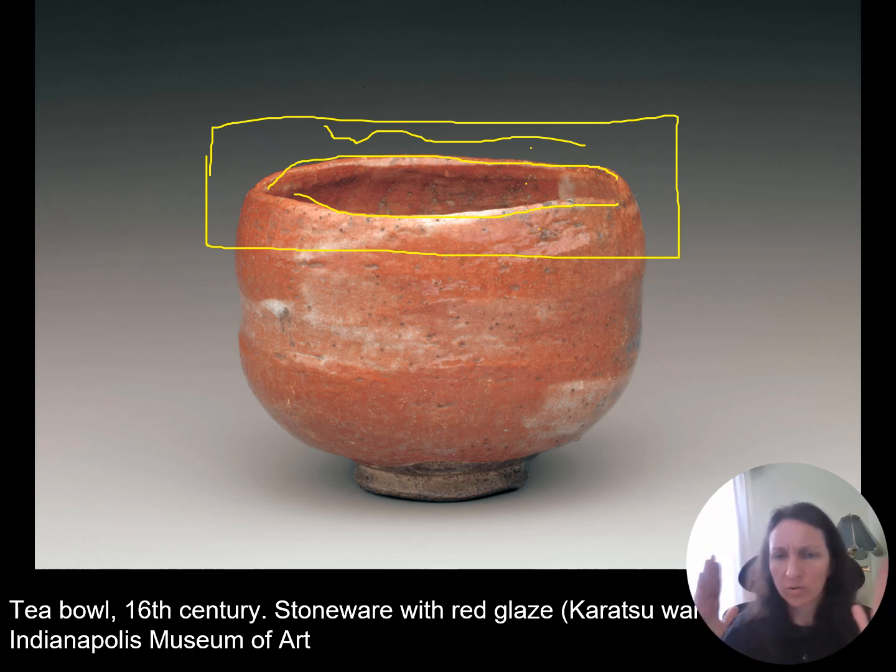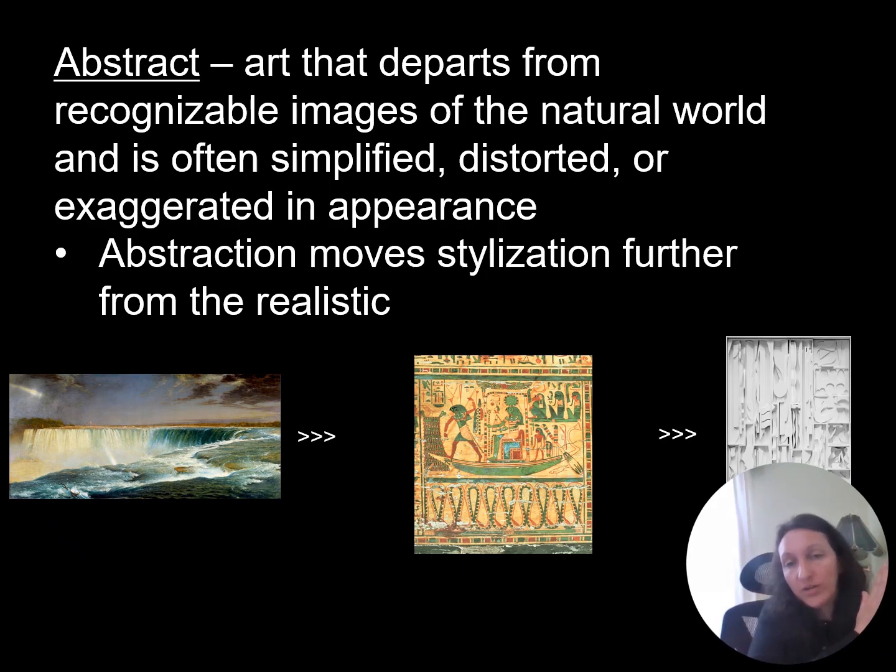So much more towards abstraction with this landscape that you see on top of this cup, but still a stylized image. Okay, so there we go. Stylized is this huge range, and stylized often exaggerates in order to draw your attention to something, right? Think of that wave off the shore of Kanagawa. So abstract departs from recognizable images. It's all the way on the other end of the spectrum. Things are distorted and almost unrecognizable, right?